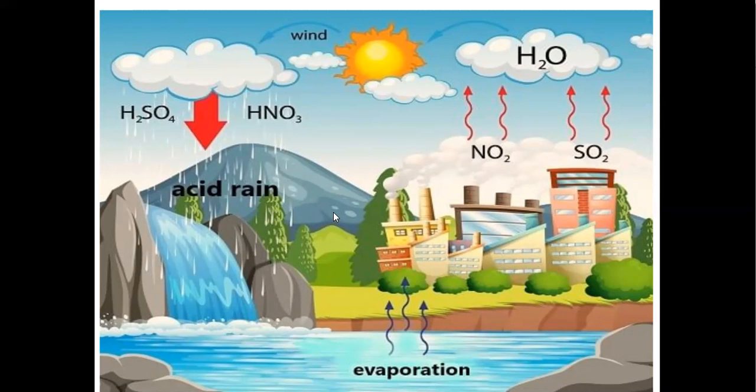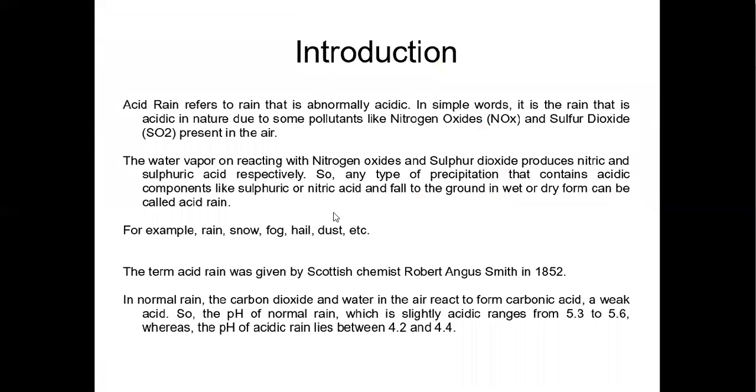Now we go into detail to know about its causes, effects, and control measures. I have already discussed what acid rain is. Acid rain refers to rain that is abnormally acidic. In simple words, it is rain that is acidic in nature due to pollutants like oxides of nitrogen and oxides of sulfur. Here, the two should be subscript. And the water vapor, on reacting with nitrogen oxide and sulfur dioxide, produces nitric acid and sulfuric acid respectively. Acid rain can occur in the form of rain, snow, fog, hail, dust, etc.